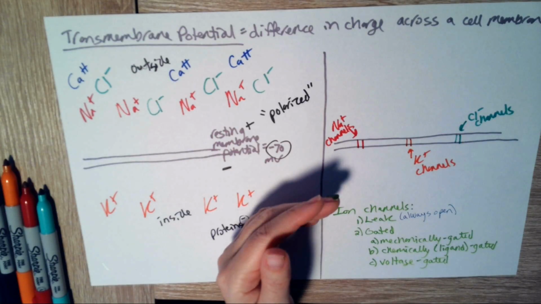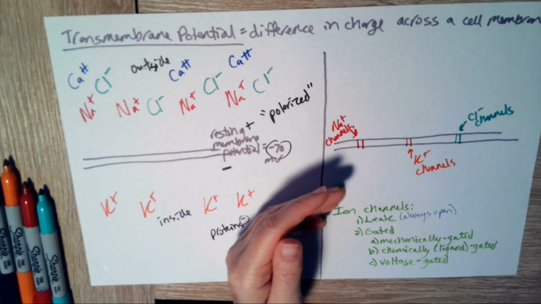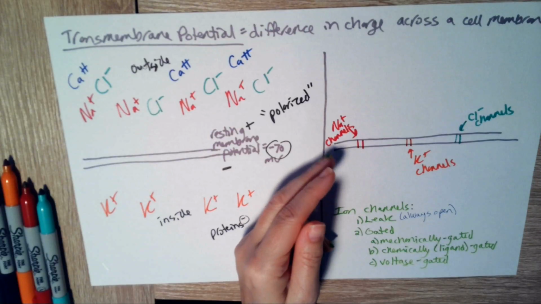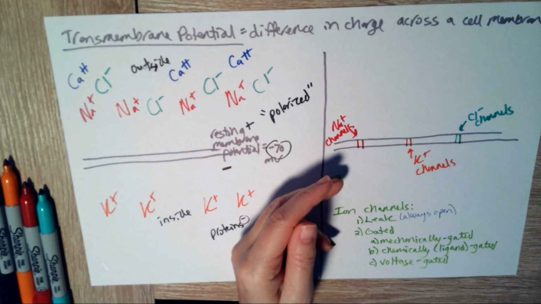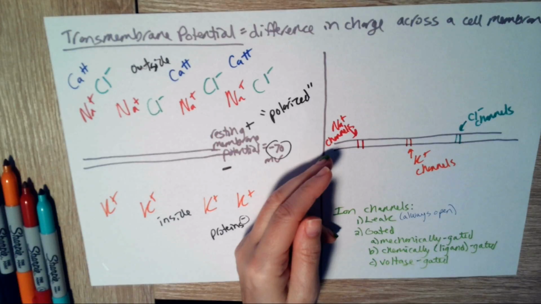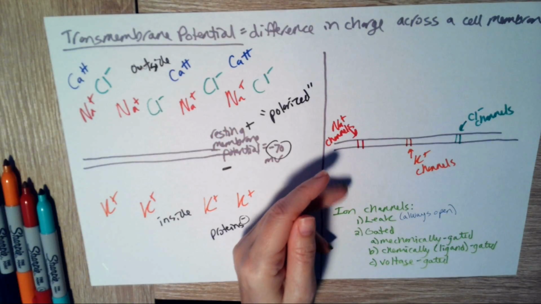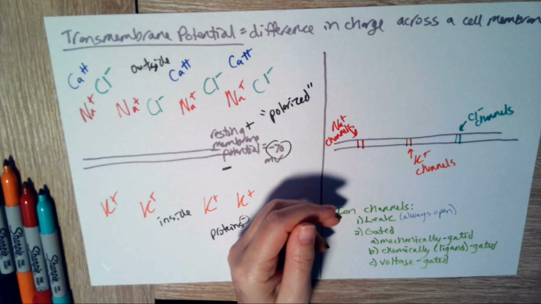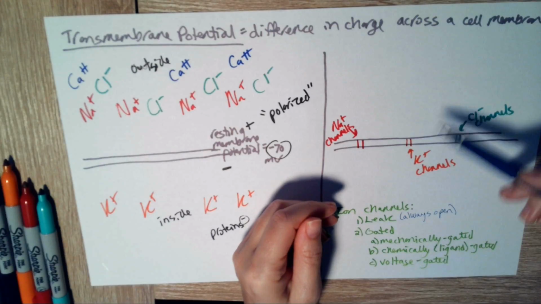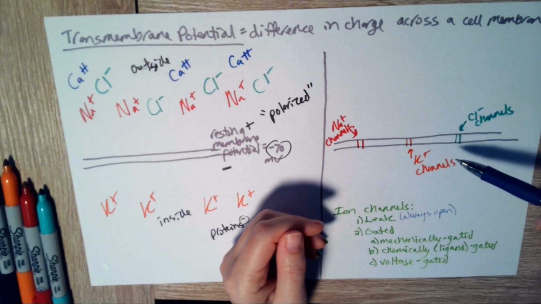They're going to be moving with their gradient across the membrane, using the leak channel to get across. So these leak channels will just be constantly allowing movement of ions in and out of the cell in whichever direction they're being pushed to go.